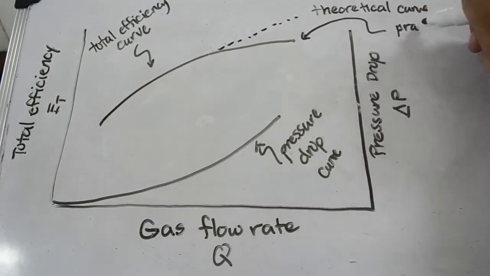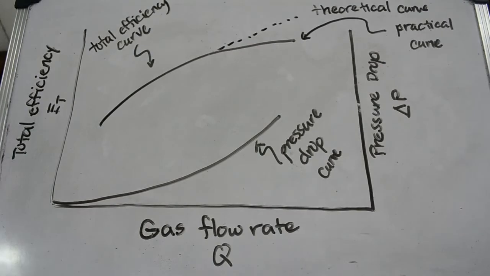Theory predicts that efficiency increases with increasing gas flow rate. However, in practice, the total efficiency curve falls away at high flow rates because re-entrainment of separated solids increases with increased turbulence at high velocities. This is why the actual curve falls down a little bit.